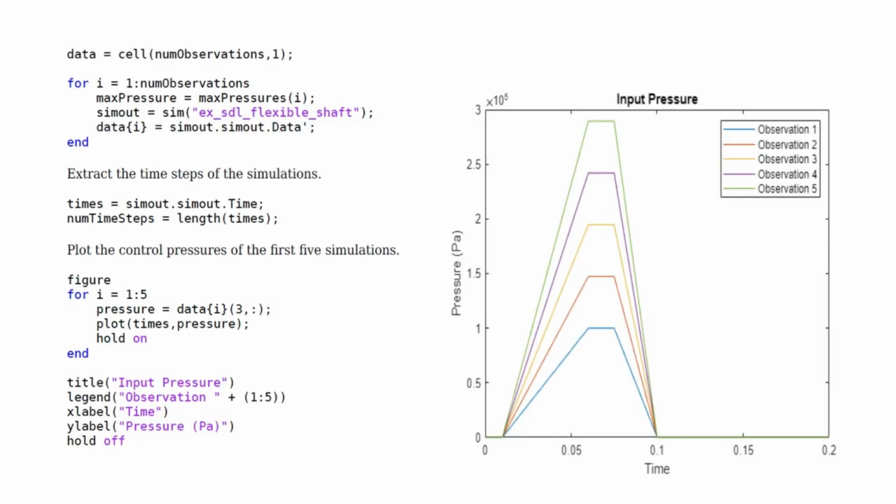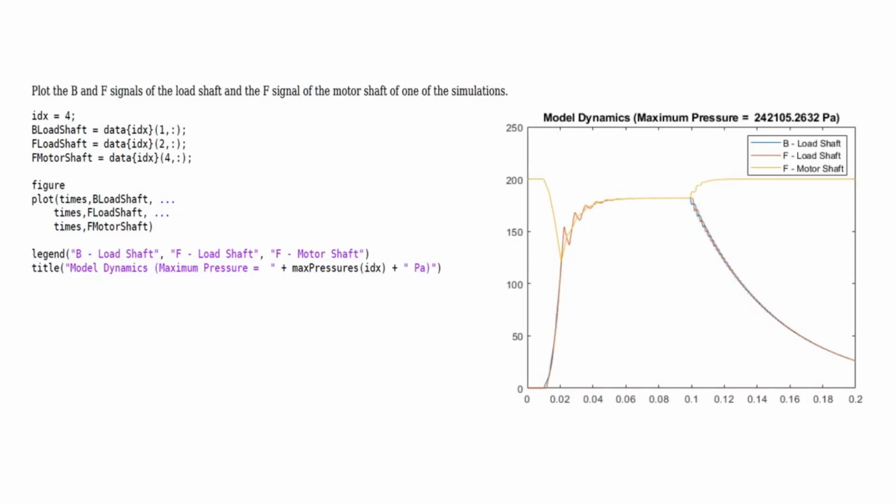The pressure block of the model depends on the workspace variable max pressure, which defines the value of the maximum pressure applied on the clutch. Run the model for 20 different equally spaced values of max pressure between 10 to the power 5 and 10 to the power 6. Collect the output data in the cell array data, where each element corresponds to a time series observation computed with the specified pressure profile, as shown in this code. Then we can extract the time steps of the simulations, and plot the control pressures of the first 5 simulations as shown in the figure. As shown in this figure, model dynamics are plotted: the B and F signals of the load shaft and the F signal of the motor shaft of one of the simulations.